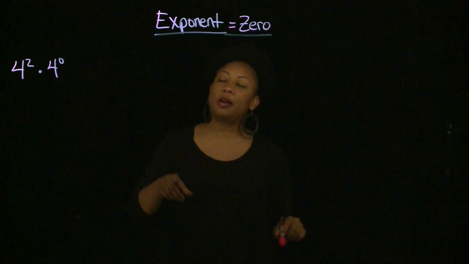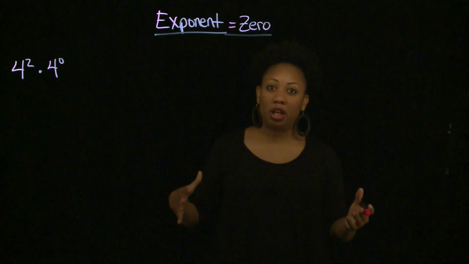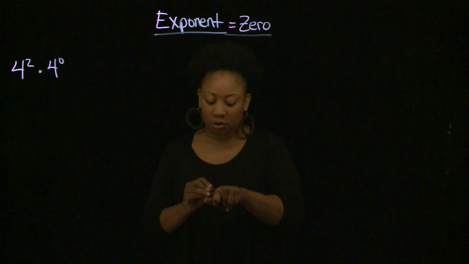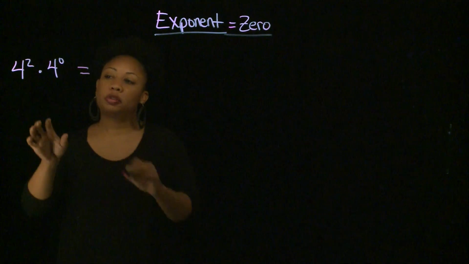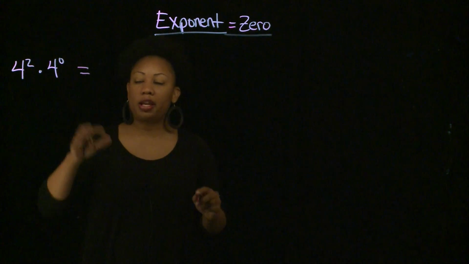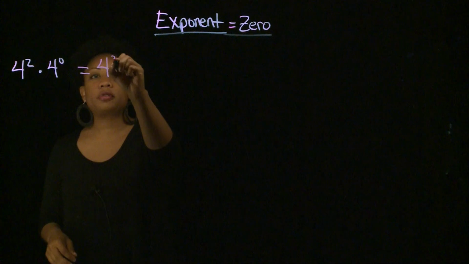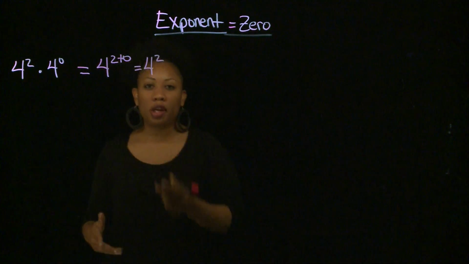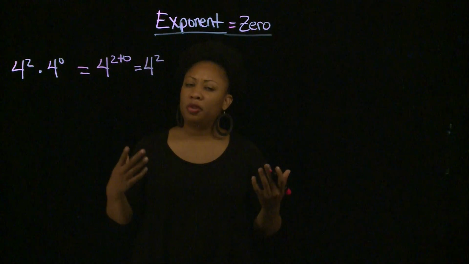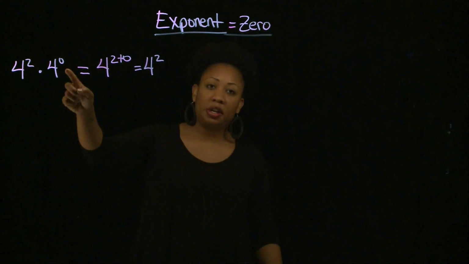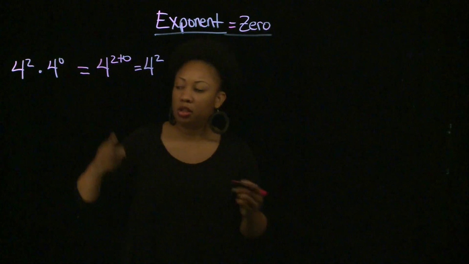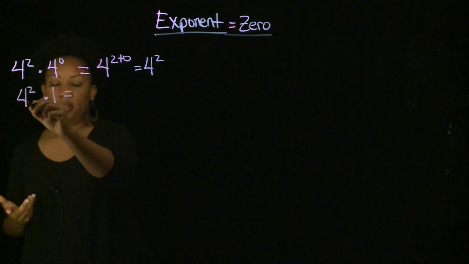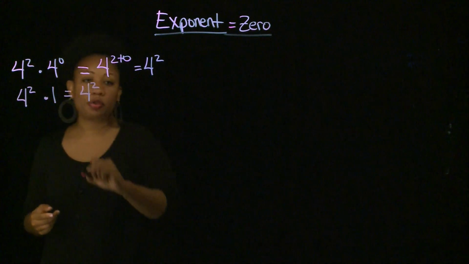Okay, so today we're going to talk about what happens if your exponent equals 0. So let's look at an example. Let's go back to our product rule that tells us if we're multiplying by the same base, then we add our exponents. So we have 4 squared plus 0 equals 4 squared. Well, for this to be true, this 4 to the 0 is going to have to equal 1. So for instance, it will look like 4 squared times 1 is going to give you 4 squared.